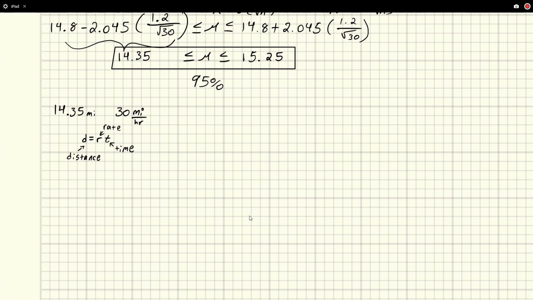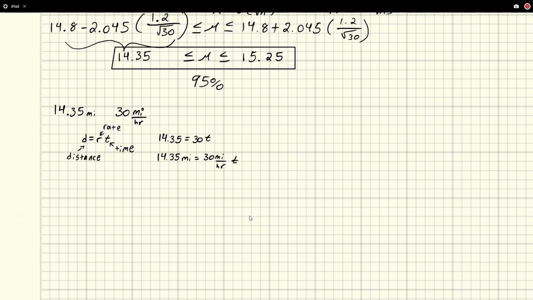It's all it's saying. So we want to know, okay, they have to go 14.35 miles, and the rate that they're going at is 30 miles per hour. We want to know how long that's going to take. So it's really important to write out the units so you can see it clearly. So it's going to be 14.35 miles, and this is equal to 30 miles per hour, that's our rate, times the time.